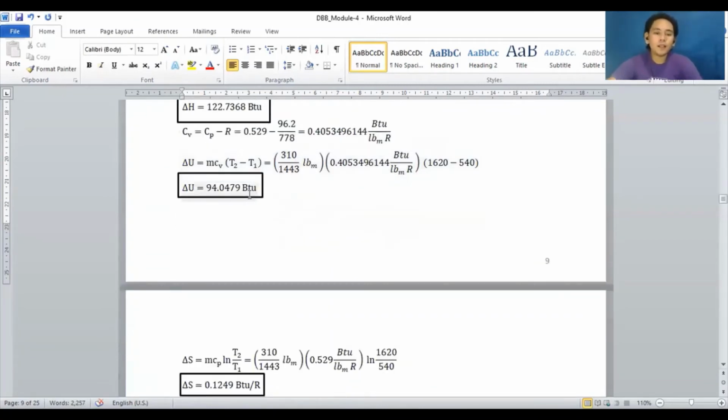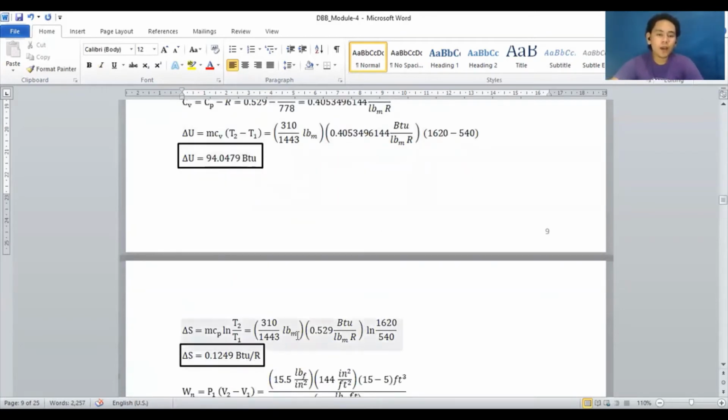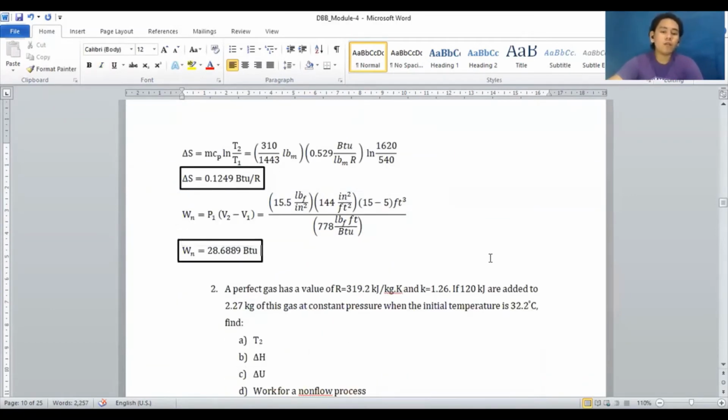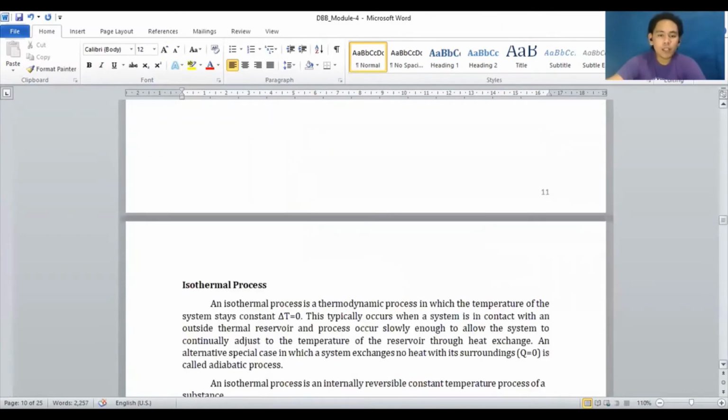Now, next, the entropy. The change in entropy is delta S equals mCp ln T2 over T1. So we have values for Cp and we have values for mass. Therefore, we obtain a delta S of 0.1249 BTU per Rankine. And now for the work done flow, which is equivalent to P times V2 minus V1. Since it is a constant pressure, P1 equals P2. So therefore, your 15.5 psi will be converted into pounds per square foot, so you have to multiply it by 144, and the volume is 15 minus 5, all over the conversion factor into BTU. So therefore, you have a work done of 28.6889 BTU. And that's it for the isobaric process.